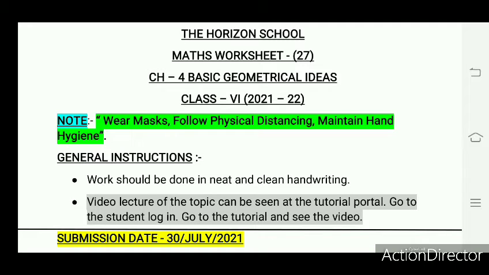Students, this is Maths Worksheet 27, chapter number 4, Basic Geometrical Ideas.